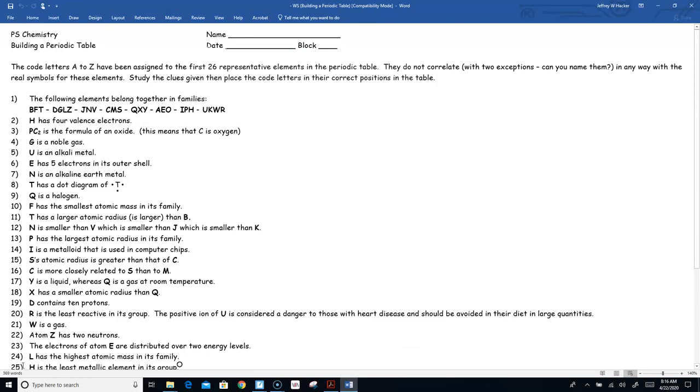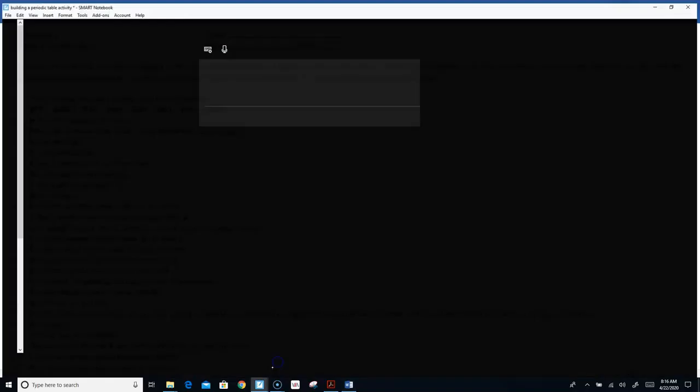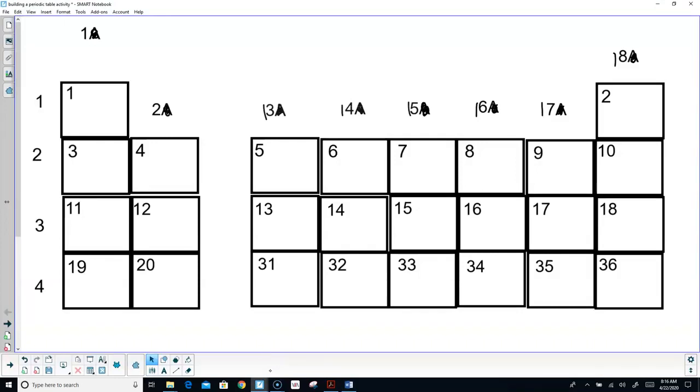This is just to get us going. I'm going to flip over to this picture. It's not exact, but it's pretty similar to the one at the bottom. I'm just going to get you started. I'm going to read through the first 3 or 4 clues and show you how this works. Clue 1 says the following elements belong in the same family. That means they're going to be in the same vertical column. BFT go together, DGLZ, JNV, CMS, QXY, AEO, IPH, and UKWR go together.